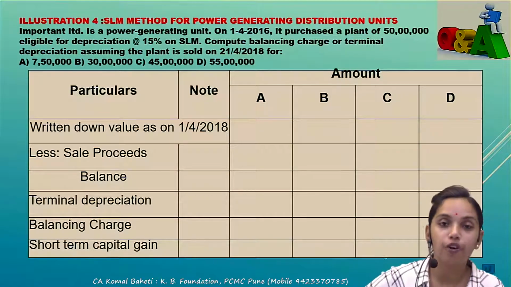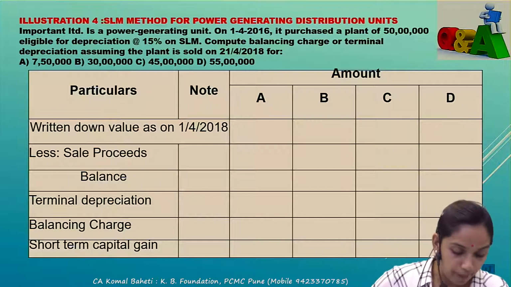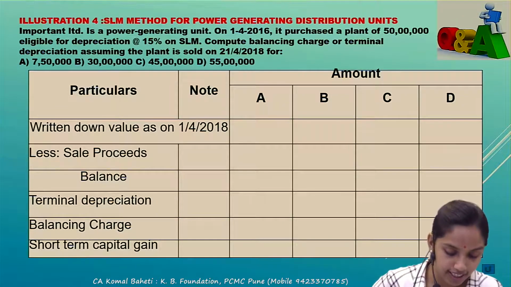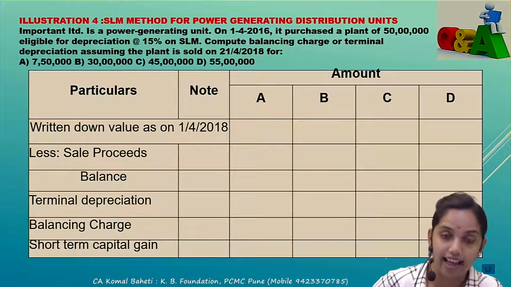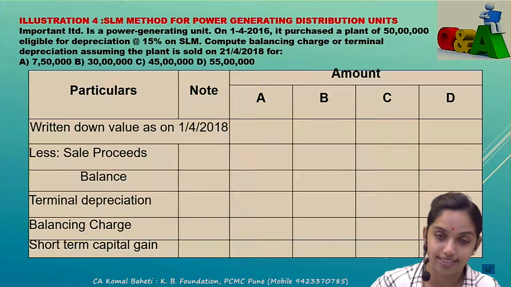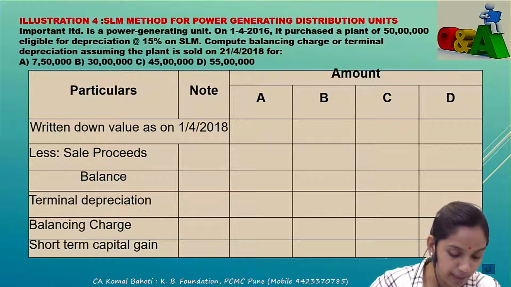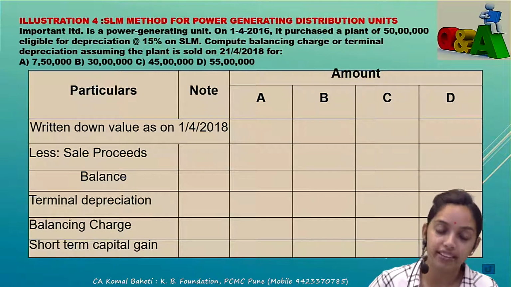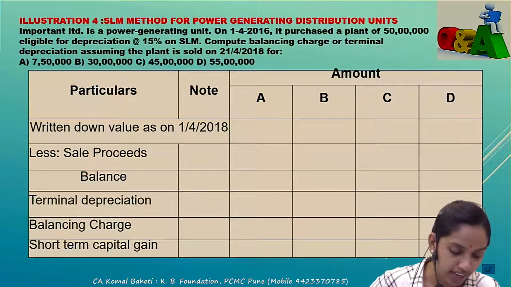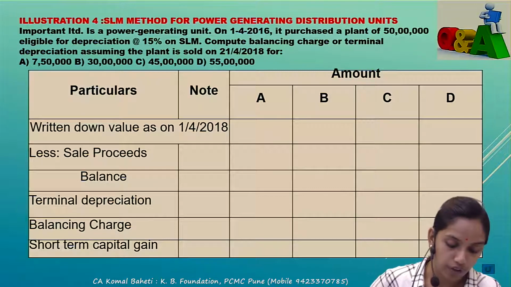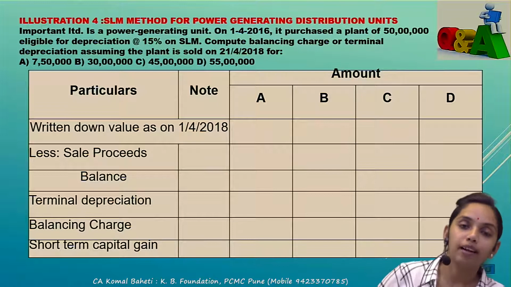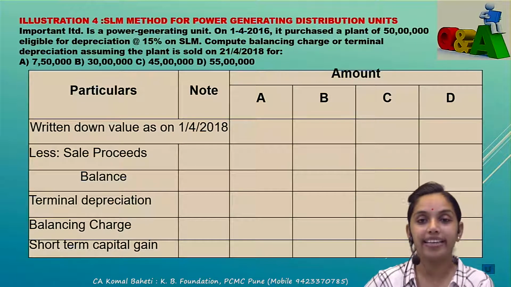Illustration 4 from your module. The assessee is a power generating unit. On the 1st of April 2016, he had purchased a plant of 50 lakh. It's the actual cost of the asset. Correct. Next, eligible depreciation is 15% on the SLM basis. Compute the balancing charge or maybe the terminal depreciation, assuming that the plant has been sold on the 24th of April 2018. So when did you sell? You had sold it in 2018-19.